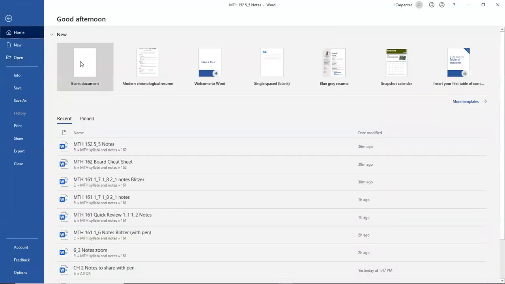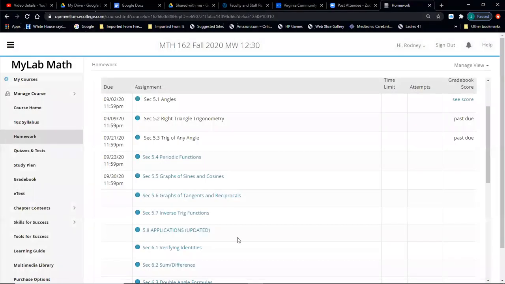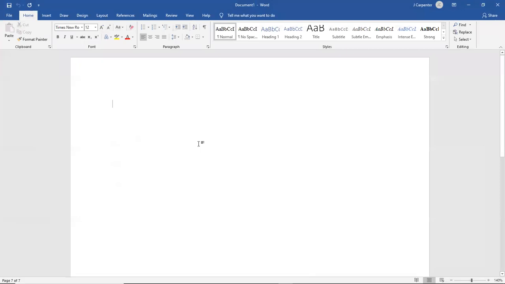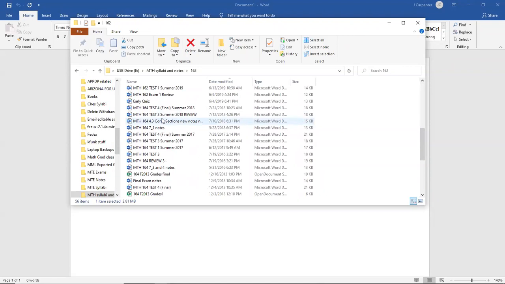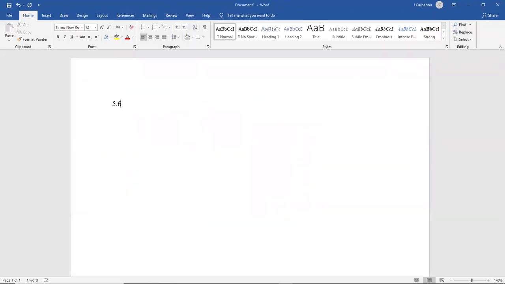Let's do this. New file, close that one. I don't think I had anything typed up for this. Just double checking. Good. So 5.6, graphs of other trig functions. Center, bigger. There we go. Take off that, enter, boom. Lots of space.